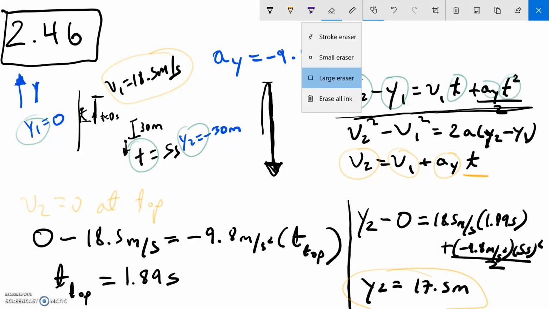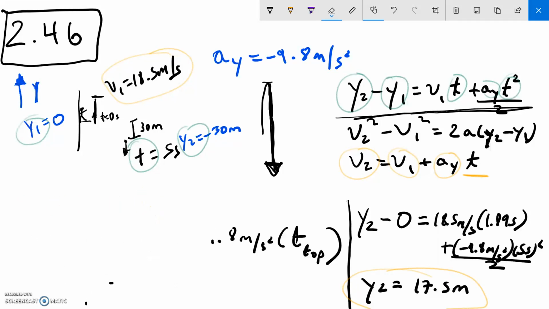You probably recognize that there's more than one way to do this problem. I could have found that maximum height without ever having to find the time if I would have used this equation. I know this would have been 0. I know this would be 18.5 squared. I would have known the a, and I would have found that y2 minus y1.